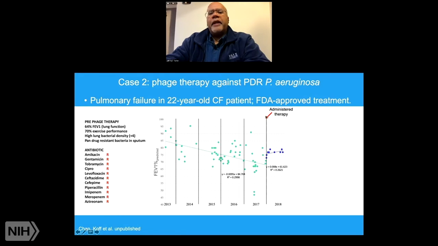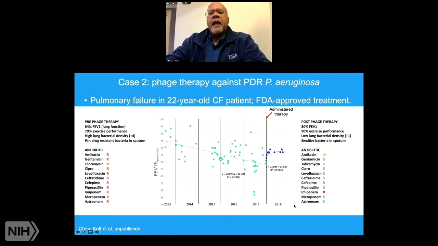And when we administered the therapy, her lung function improved very quickly and it trended upwards. So these are statistically different regressions. On the left, it is decreasing significantly. On the right, it is increasing significantly. But here's the better outcome. After phage therapy, she had improved lung function.